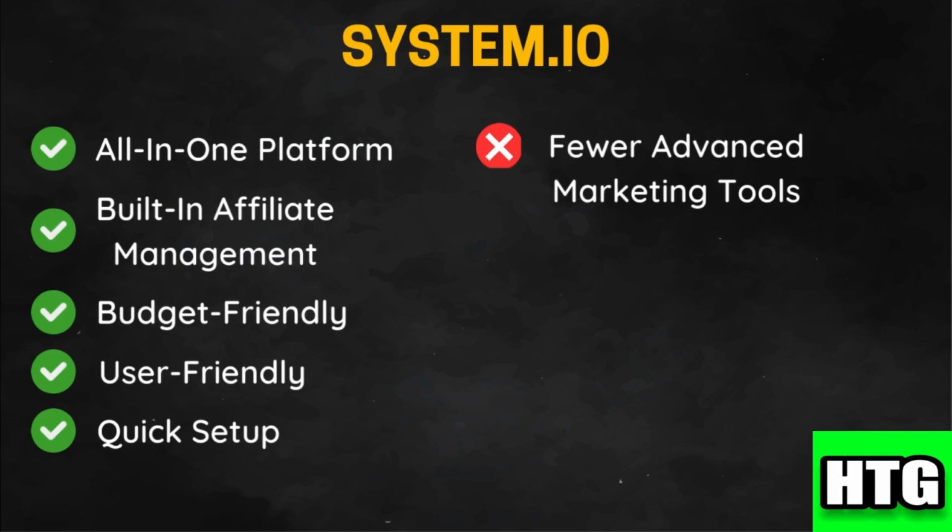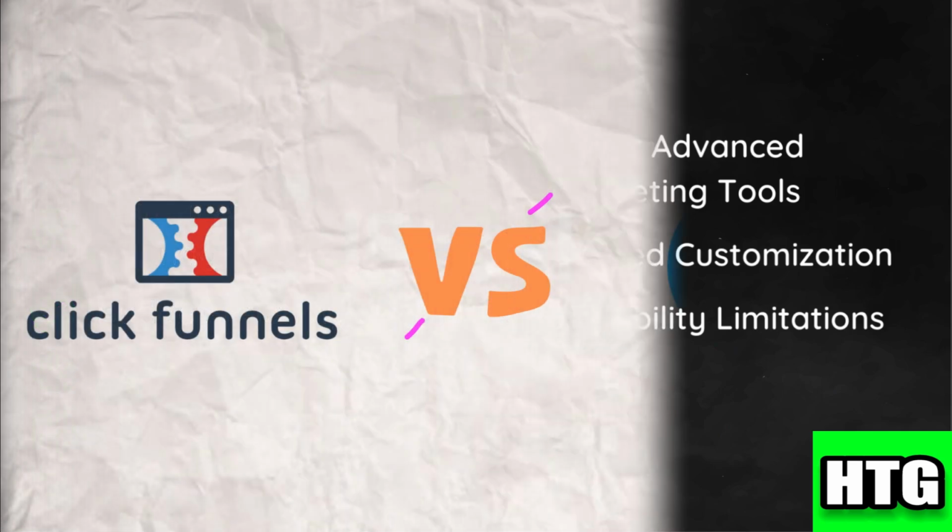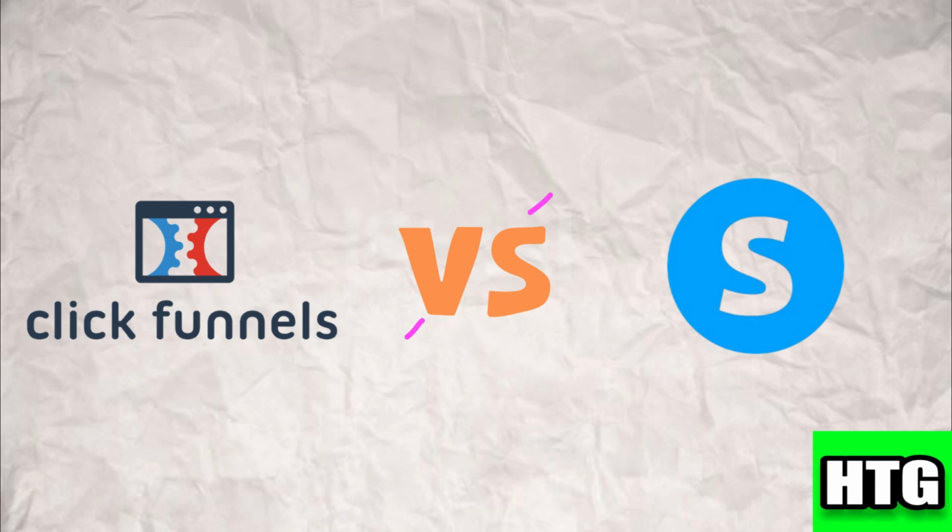Compared to ClickFunnels, Systeme.io offers fewer customization options and advanced features. While suitable for small to medium sized businesses, it may not offer the scalability and depth required by larger enterprises or complex operations. Choosing between ClickFunnels and Systeme.io depends on your business size, budget, and specific needs in 2024.